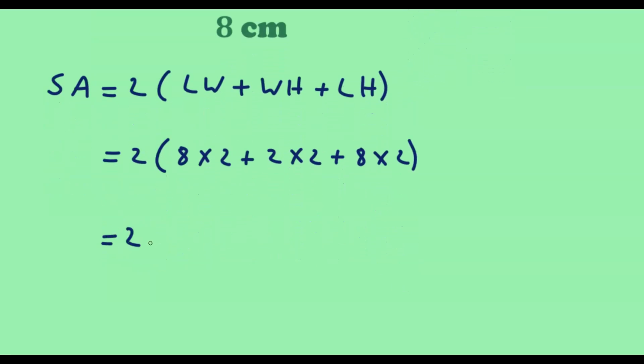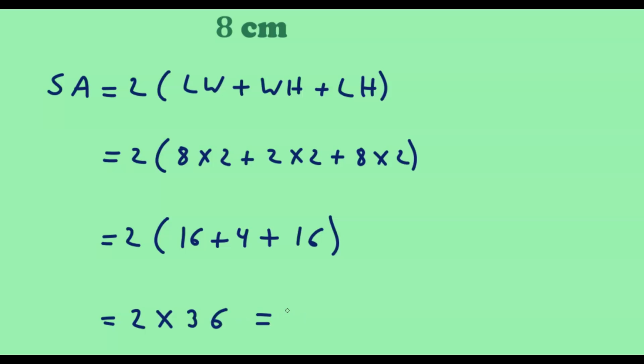So 8 times 2 is 16. 2 times 2 is 4. 8 times 2 is 16. This is equal to 2 times the quantity 16 plus 4 plus 16, that is 2 times 36, which is equal to 72. Since the lengths of the edges are given in centimeters, the unit for the surface area will be centimeters squared. So the surface area for this rectangular prism will be 72 square centimeters.